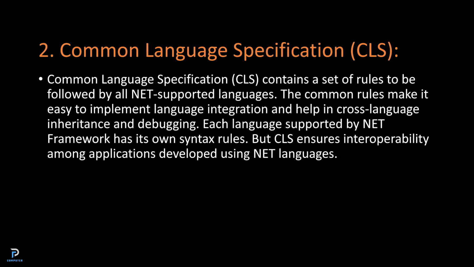2. Common Language Specification, CLS. Common Language Specification, CLS, contains a set of rules to be followed by all .NET-supported languages. The common rules make it easy to implement language integration and help in cross-language inheritance and debugging. Each language supported by .NET Framework has its own syntax rules. But CLS ensures interoperability among applications developed using .NET languages.